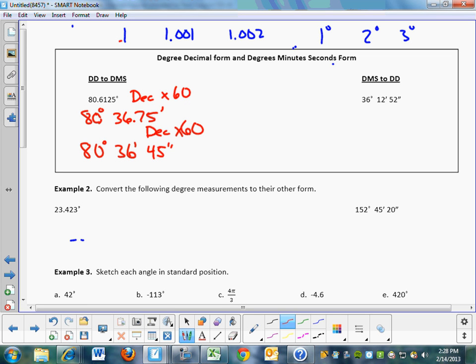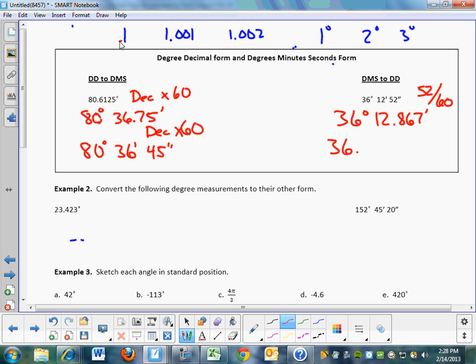You know, just multiply by 60. How do you think you go the other way? Divide by 60. Yeah. So we'll take 52 and we'll divide it by 60. So we'll have 36 degrees and 12 point something. We got to come up with a decimal. What's 52 over 60? Okay, so 0.867 minutes. Now we want to bring that all the way back to a decimal.